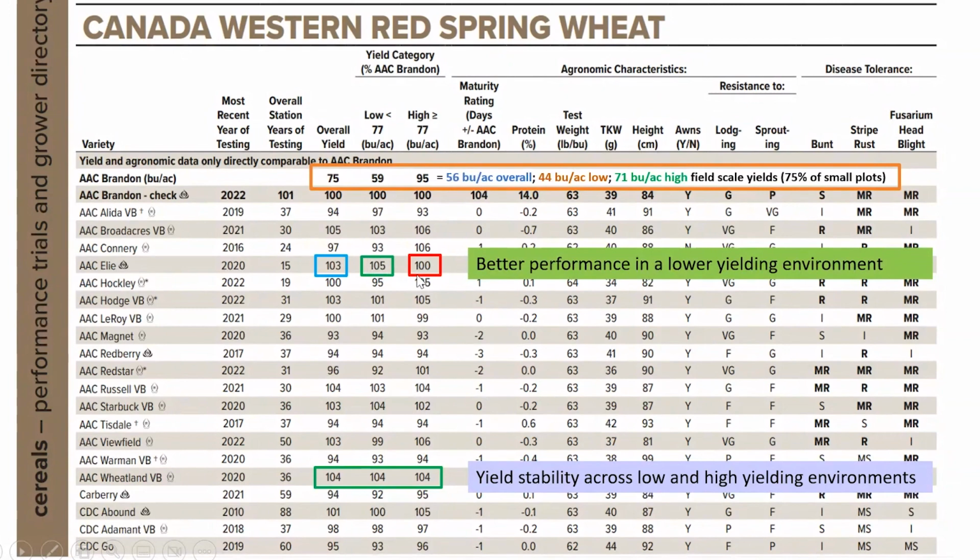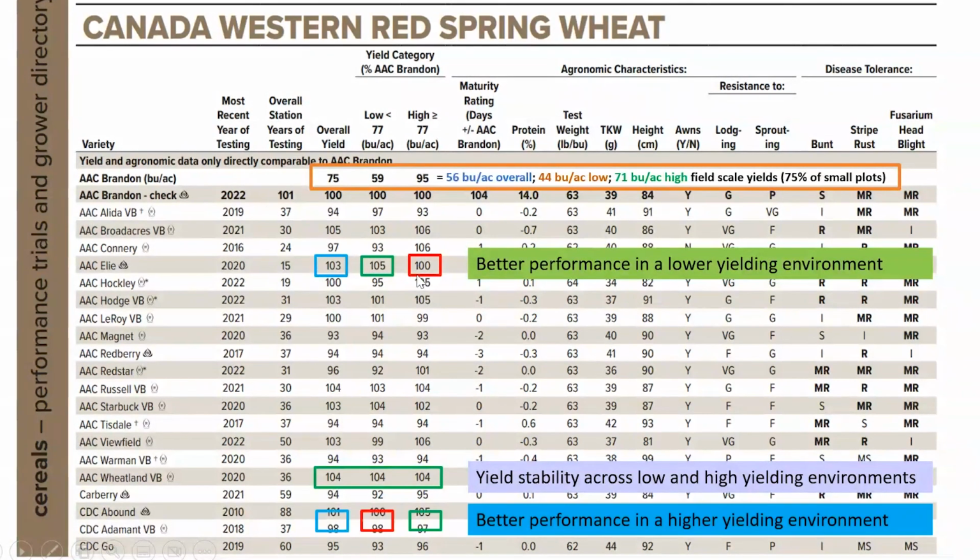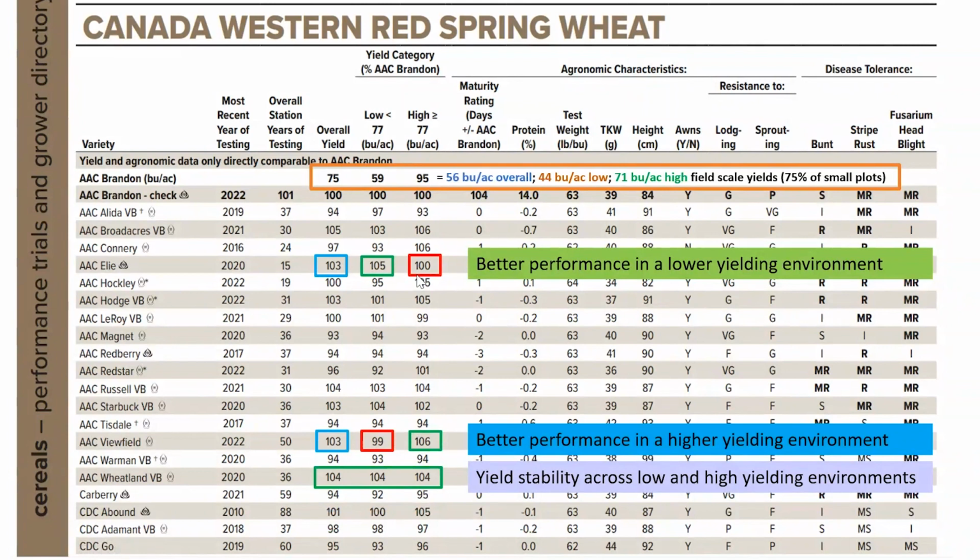So if you are in a low yield environment, you can see how Eli is a superior choice for that environment. Now, if you're in a high yield environment, you might want to consider something like Viewfield. Again, it has 103% of Brandon for the yield, the same as Eli, but in a low yield environment, it underperforms compared to Brandon and overperforms in the high yield environment. So you can see if you're in a high yield environment that Viewfield is really an ideal choice. So this is how you use those different yield categories.